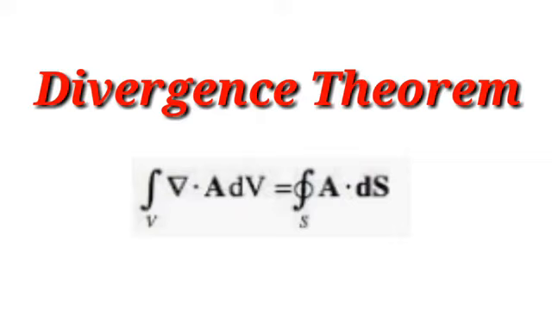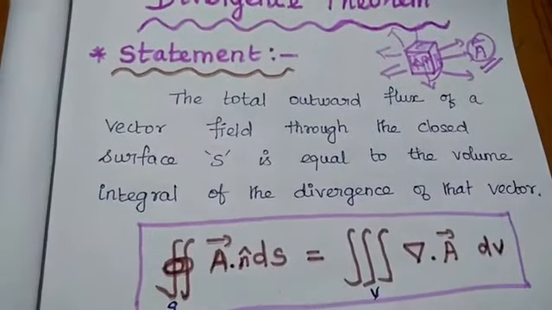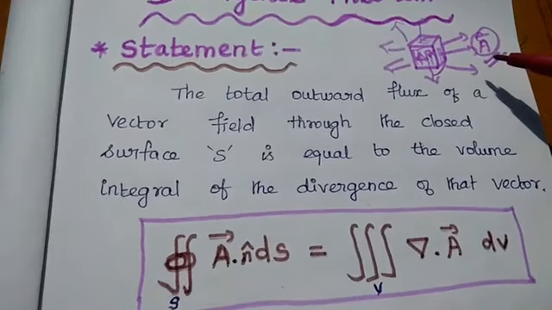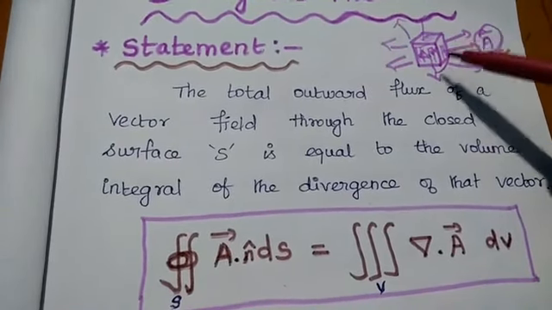Dear students, now we are going to discuss the divergence theorem and its proof and applications. Consider a region. Here the A vector is the outward flux through this surface around this volume.